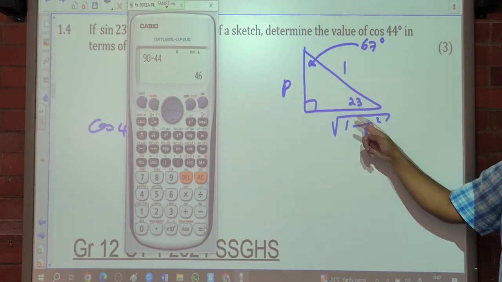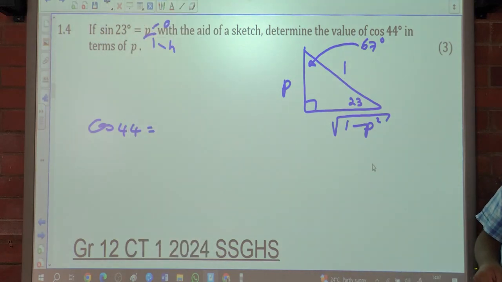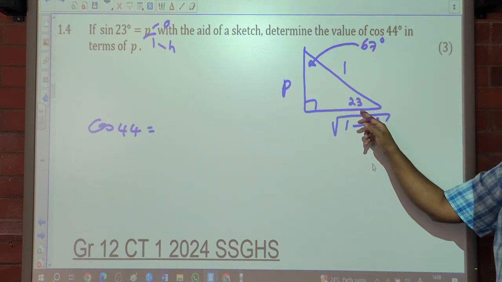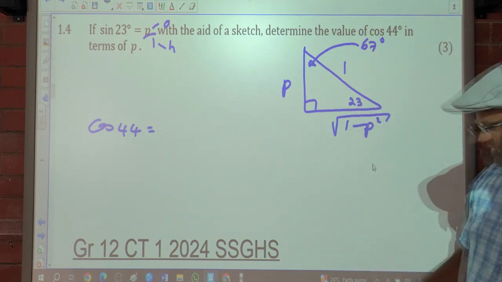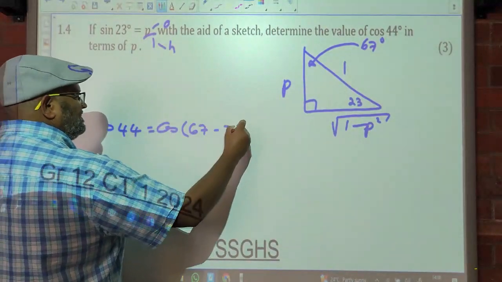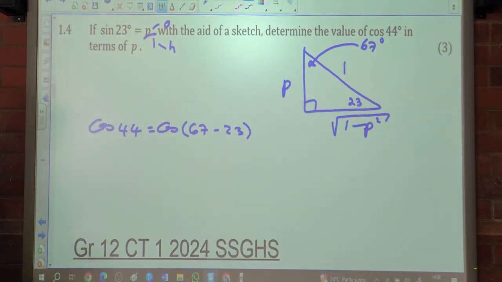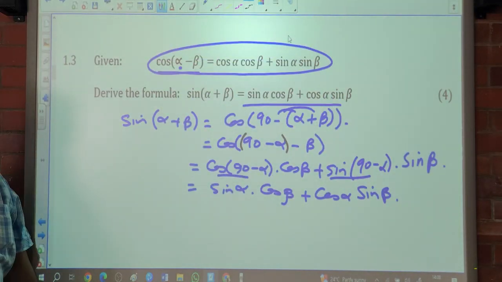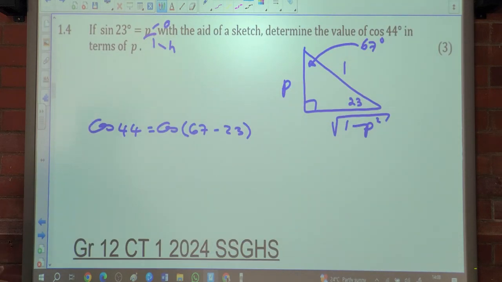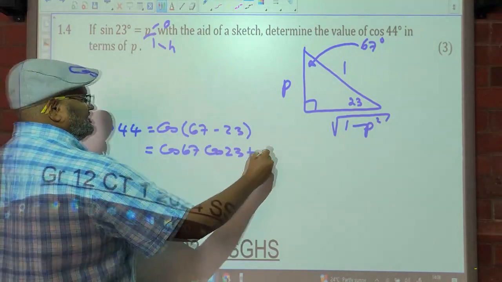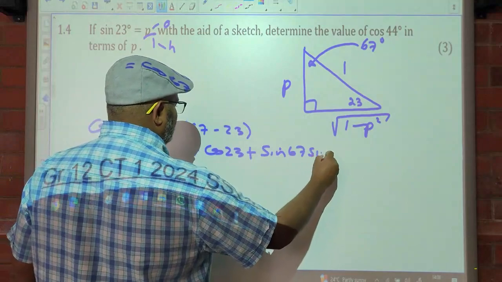You see that? Let's say you didn't know that. We can also say, but hang on, 67 minus 23 is what? 44. So you say cos of 67 minus 23. And lo and behold, this is cos of alpha minus beta, we spoke about it already. Compound angle. So we do the compound expansion first before we do anything else. So it becomes cos 67 cos 23 plus sine 67 sine 23.